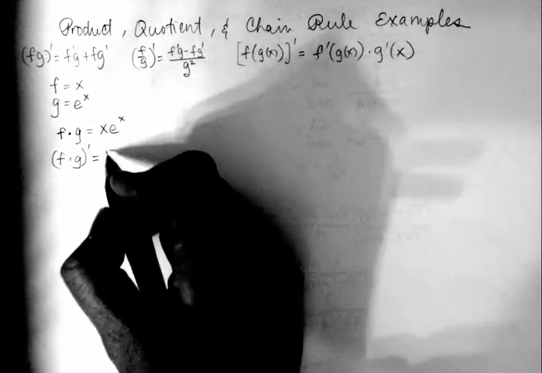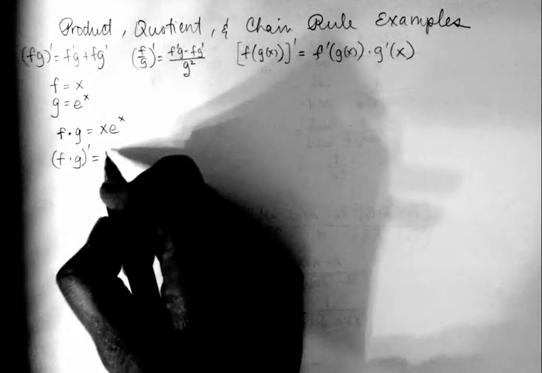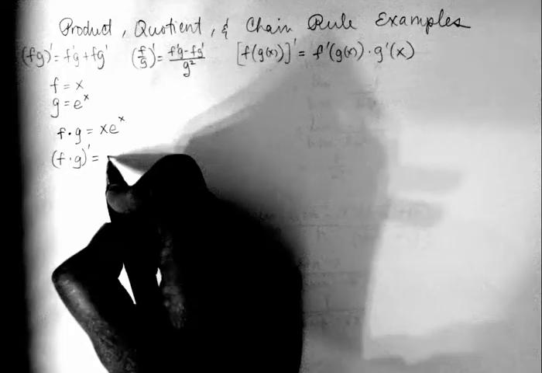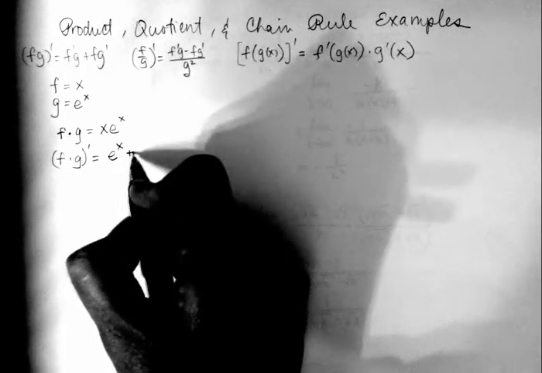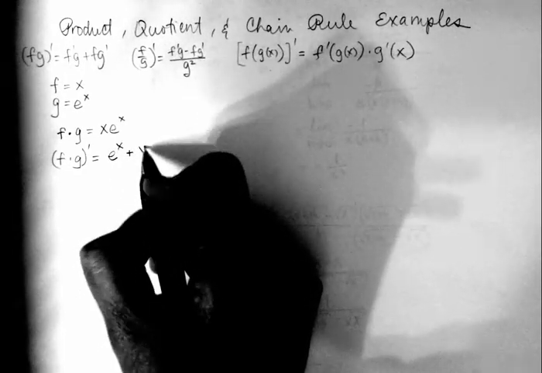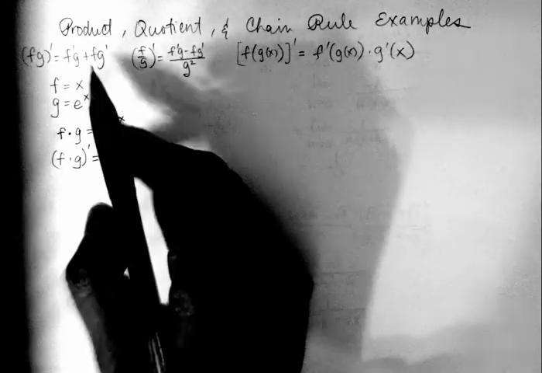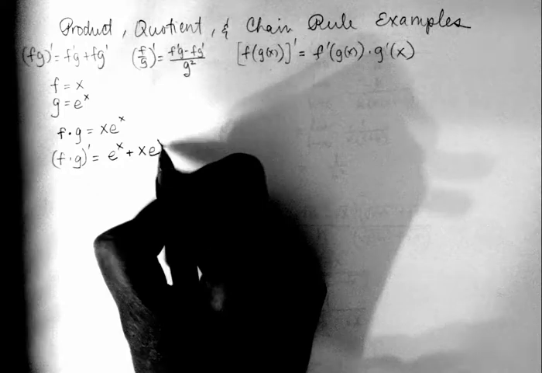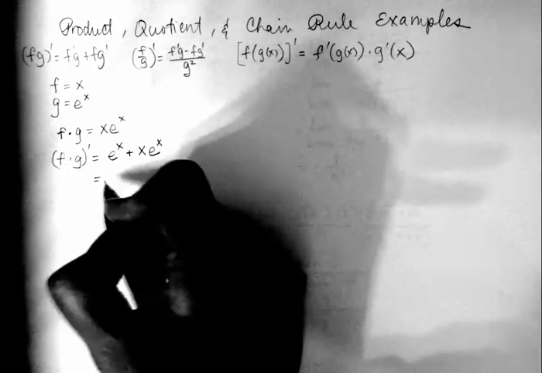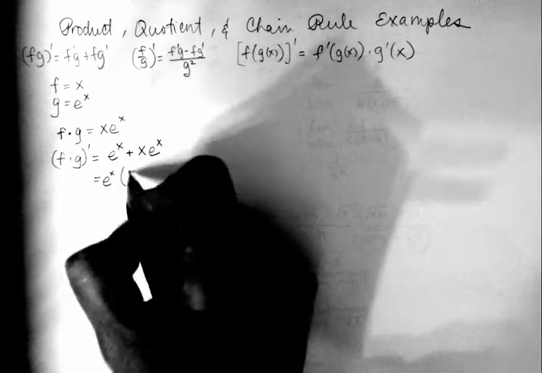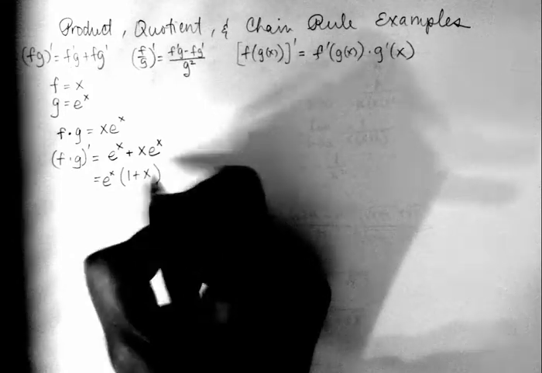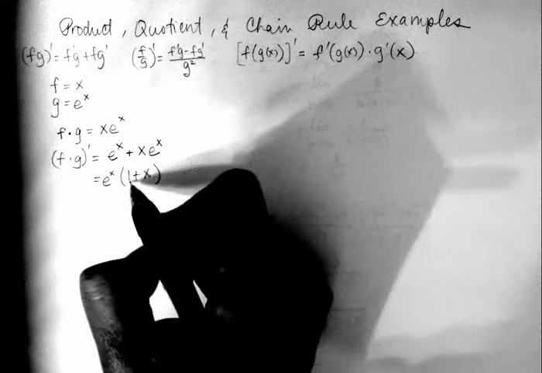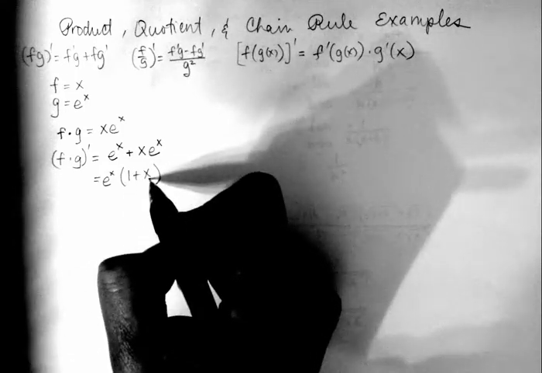According to the theorem, I take the derivative of the first function, which is just 1, times g itself, plus the first function times the derivative of the second function. And the derivative of e to the x is just e to the x. So I can simplify this by saying that the derivative of x e to the x is e to the x times (1 plus x).